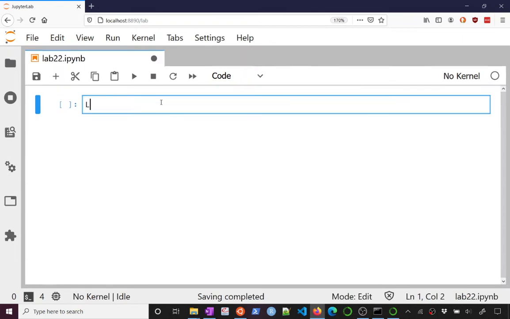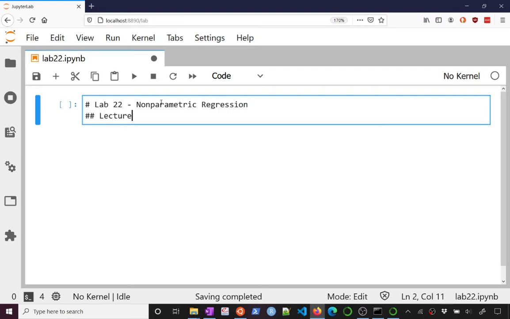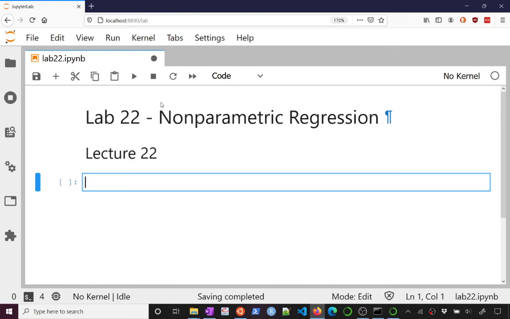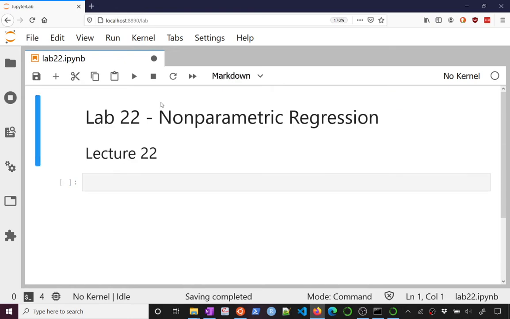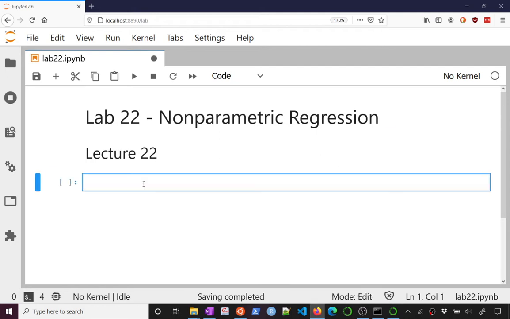This is lab 22, and lab 22 is on nonparametric regression techniques associated with lecture 22 on the same topic. So we're going to look at some of the nonparametric regression techniques that we talked about in lecture. And so let's generate some nonlinear data. Rather than pull out a particular data set, let's just look at some nonlinear data.